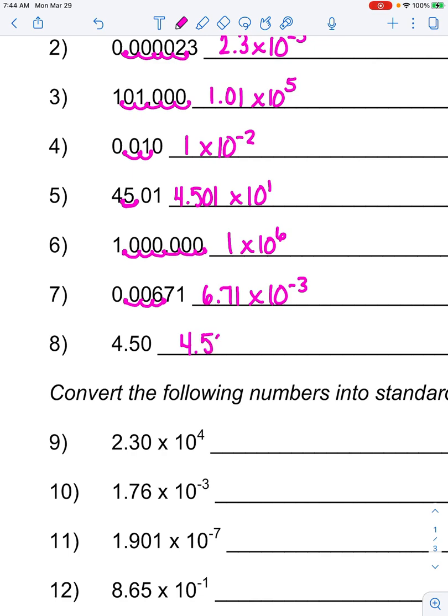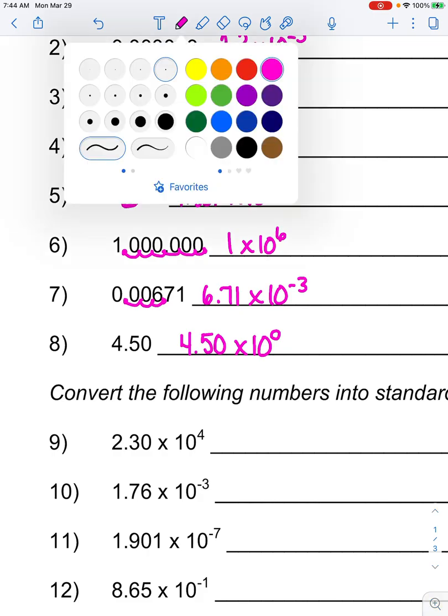And number 8, that looks great the way it is. So we're going to say 4.50 times 10 to the, if we don't want to move a decimal, we just want to multiply by 1. Remember, we can use 0 as a decimal. We learned that. So your answer to number 8 is 4.50 times 10 to the 0 power.